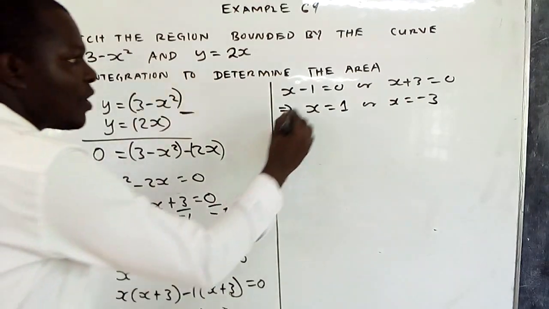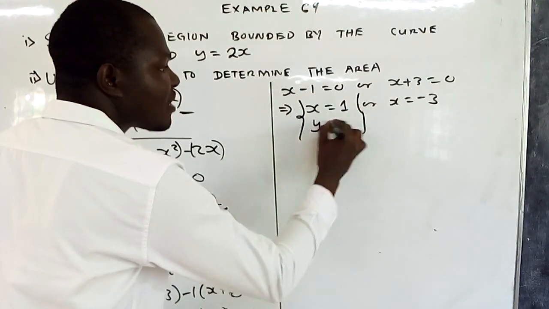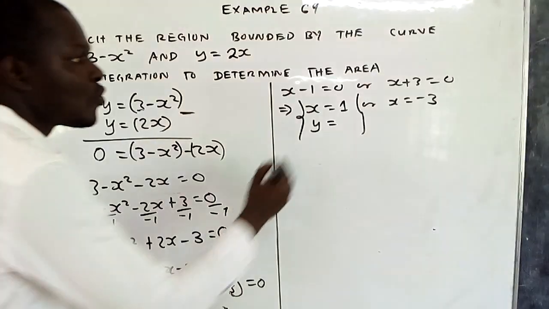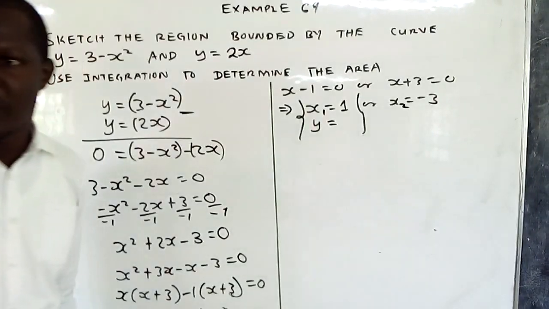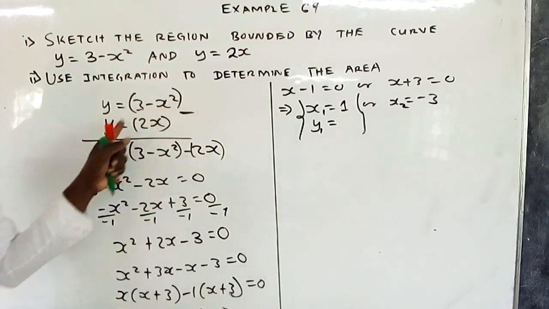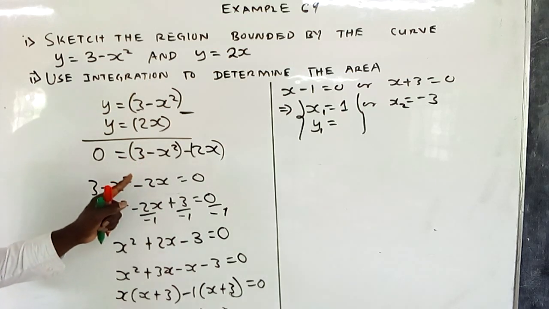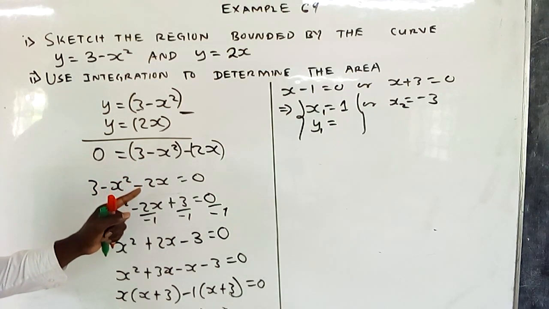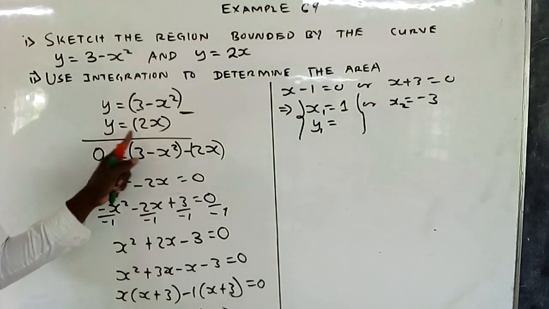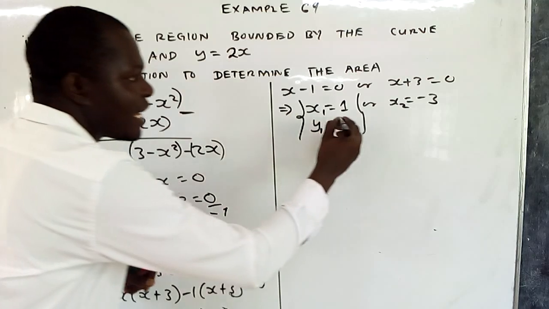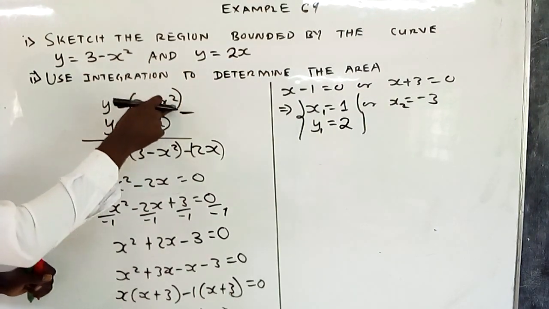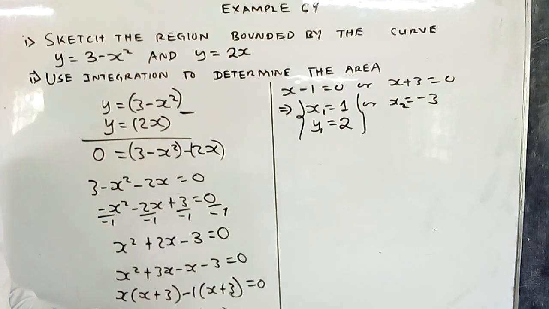So you ask yourself, when x is 1, what is y? Because you want the point of intersection. So you can say let this be x1, let this be x2. When x is 1, what is y1? Where there is x, you put 1 in either of the equations, you get the same answer because they are equal at the point of intersection. You can even use the second equation, it's simpler. y equals 2x. So when x is 1, y is 2. Even here, 3 minus 1 squared is still 2. Whichever equation you choose.